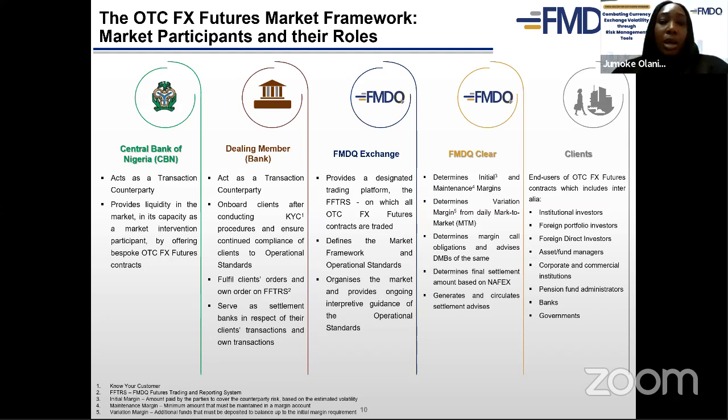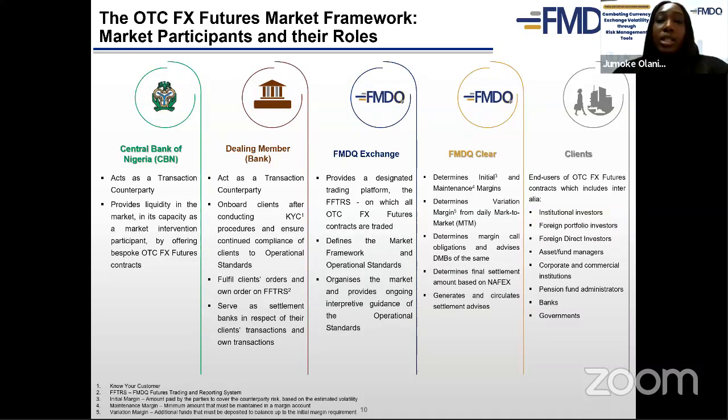clients in the market. So they fulfill the client's orders on the designated system for the OTC FX futures market, which is called in short form FFTRS. And they also stand good and serve as the settlement bank for all the OTC FX futures transactions. So all the margining requirements that I had mentioned in the previous slide that the clearinghouse facilitates on a daily basis, the settlement banks, the dealing banks, stand good and are responsible for ensuring all such obligations are fulfilled on a daily basis up to the maturity of the contract.